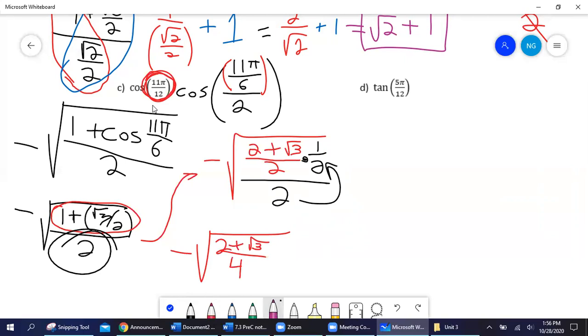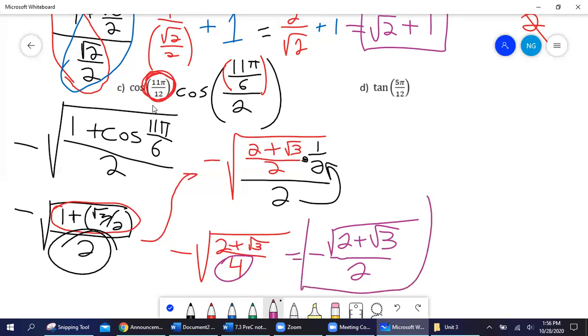And just like I did a couple problems ago, I can take the square root of 4 to get 2. But on the numerator, I could just put it in the square root, but I can't do anything with it. So negative square root of 2 plus square root 3 all over 2. Again, very funky answers, but there's definitely a pattern to them.